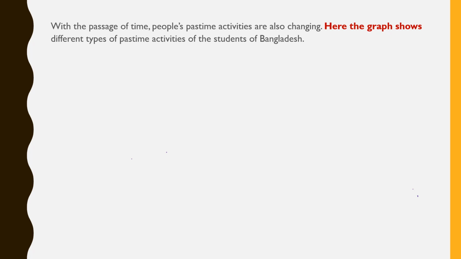Now we are going to describe the given graph. In the first para, we are going to give an introduction of the graph. With the passage of time, people's pastime activities are also changing. Here, the graph shows different types of pastime activities of the students of Bangladesh. So, in the first para, we are not going to give any data or information. It will come in the next para.